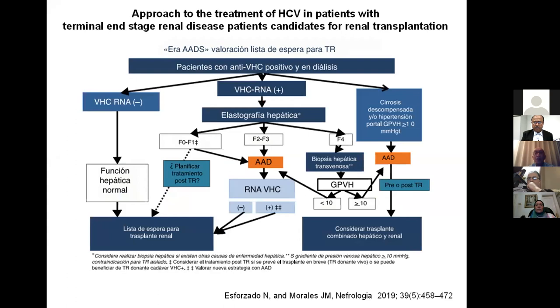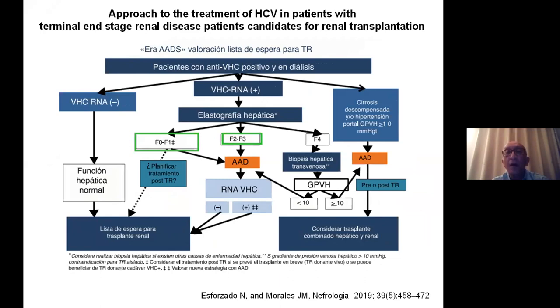If we have the FibroTest and the fibrosis score between F0 and F3, or if we have F4 and the portal venous pressure is less than 10 millimeters of mercury, we should consider putting the patient on the waiting list to receive the first available deceased organ. But on the contrary, if we have F4 and the portal venous pressure above 10 millimeters of mercury, and particularly definite cirrhosis, we should consider the patient for combined liver and kidney transplantation.